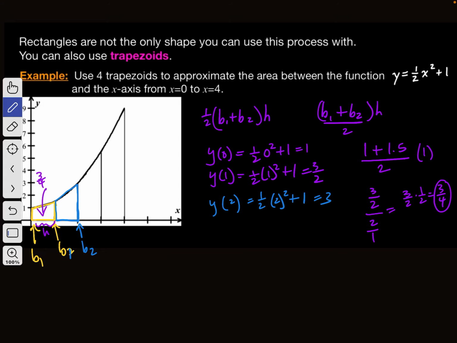So I'm going to use those two measurements and find my area of this second trapezoid. And so base 1, 3/2, base 2 is 3. Add those together times my height of 1 and divide by 2. So 3/2 plus 6/2 would be 9/2 divided by 2. 9/2 times 1/2, which is 9/4. And so the area of this guy is 9/4. And just continue until you add those all up and you're done.